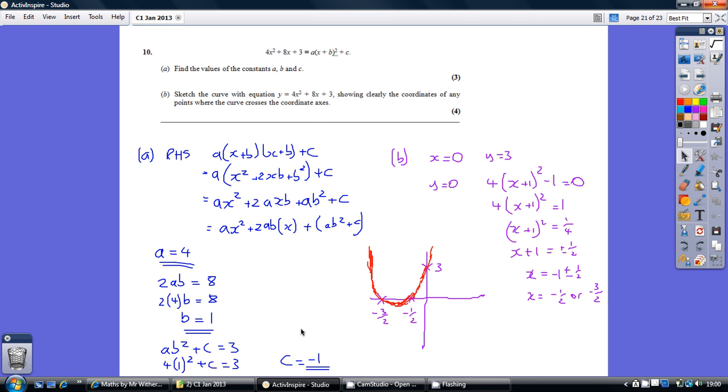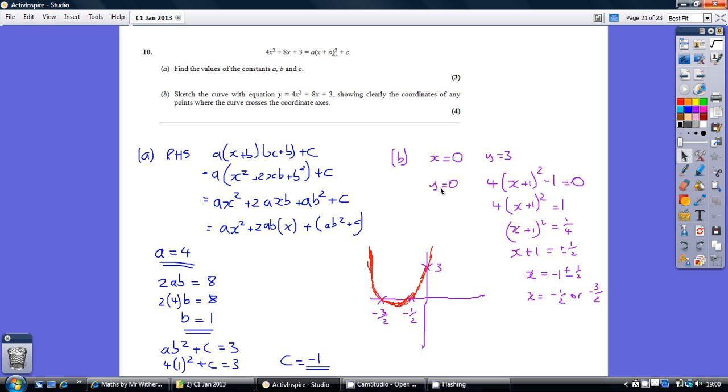So that's part A. Now in part B, it's best to go back and use our right hand side. Looking at it, we've been asked to show clearly where it crosses the axes. When x is 0, for this one let's just look at the left hand side. When x is 0, y is 3.